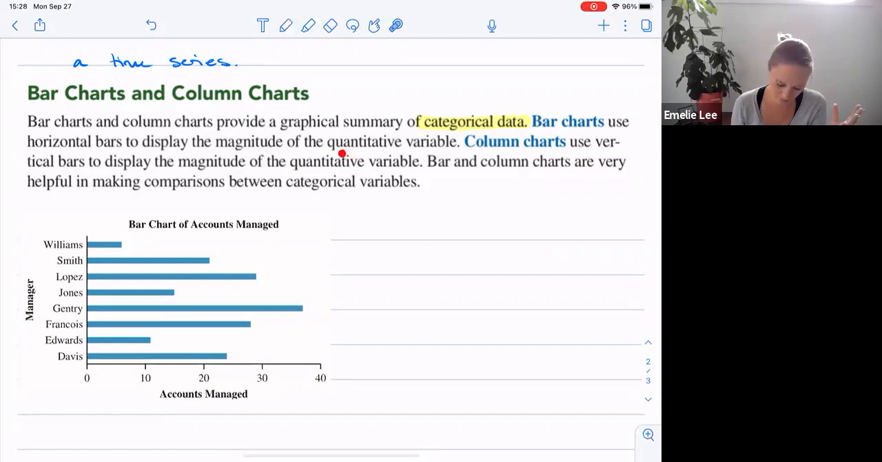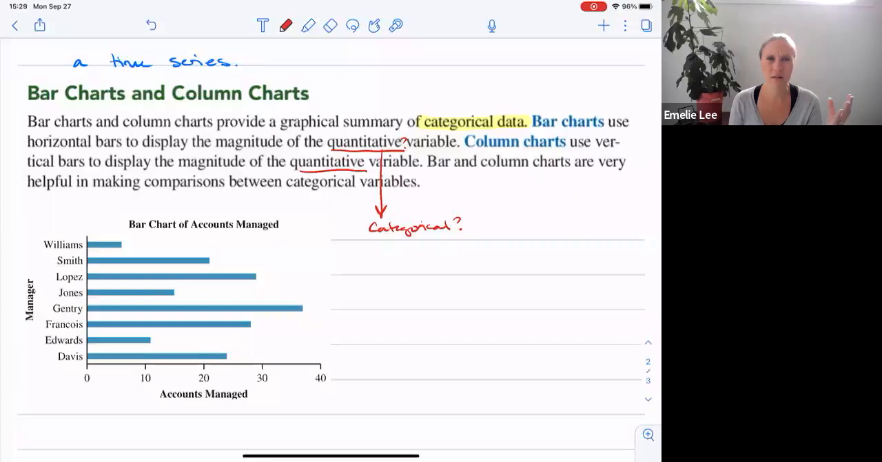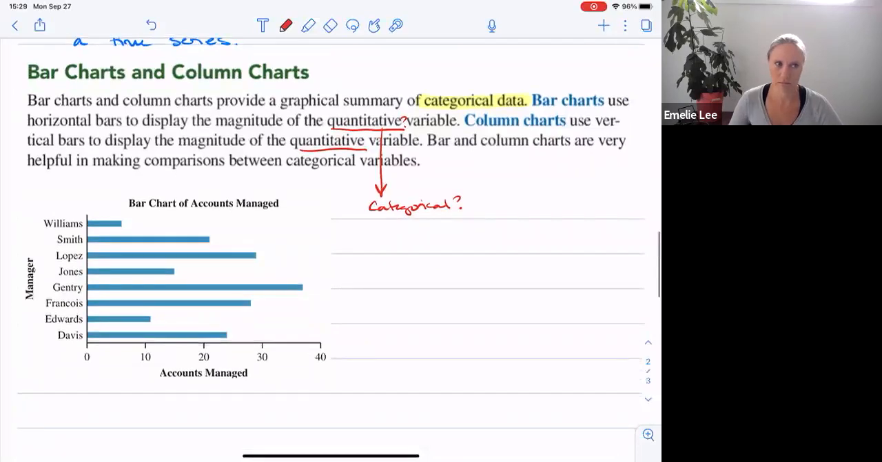there's a typo here. Quantitative. Categorical. Right? Bar charts use horizontal bars to display the magnitude of the categorical variable. Anyways, I feel like that should be categorical. Kind of a big typo. Magnitude, or I would probably call it the frequency.